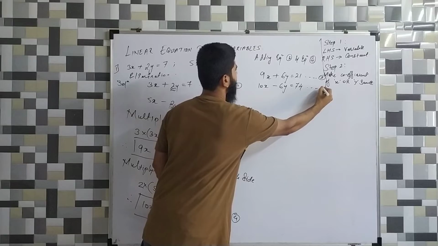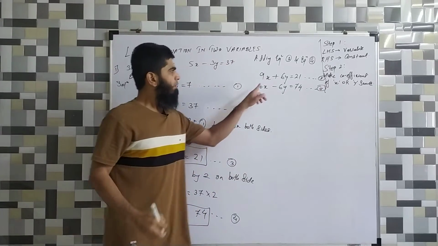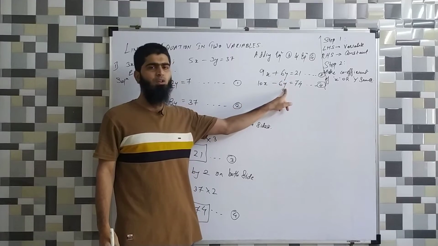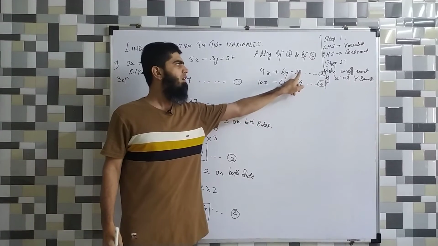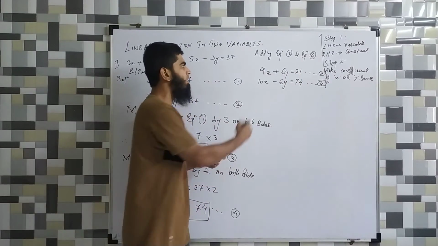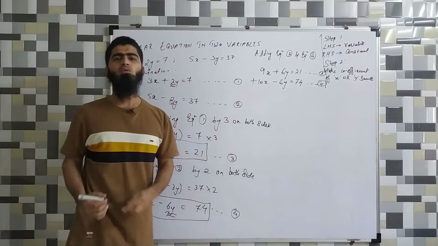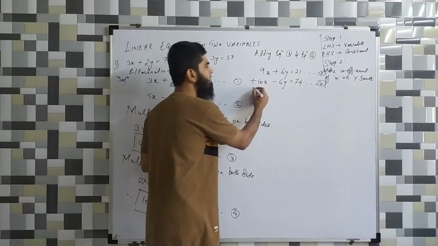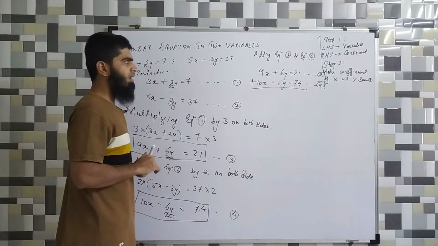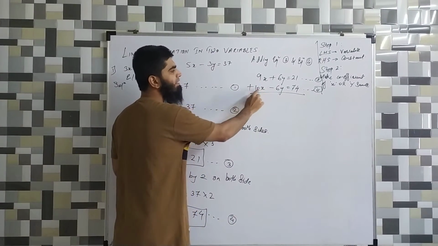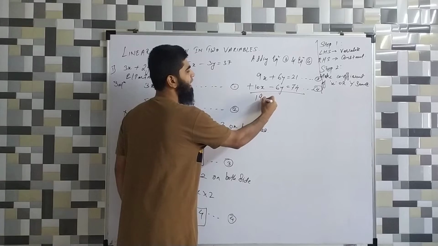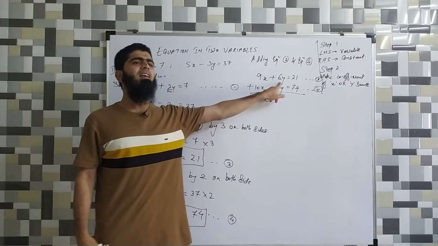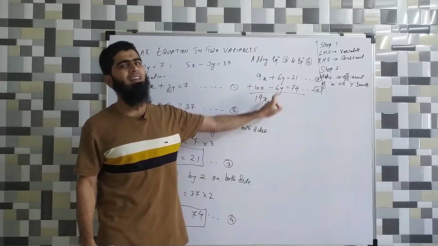You might be noticing that I have maintained the pattern. X is coming just below the x, y is just below the y, equal to is just below the equal to, constant numbers are just below the constant numbers. What are we supposed to do? We are supposed to add this. Is this clear? You must maintain the pattern for the convenience of the solution. Now 9x plus 10x gives you 19x. 9x plus 10x gives you what? 19x. Plus 6y minus 6y, it gets cancelled.